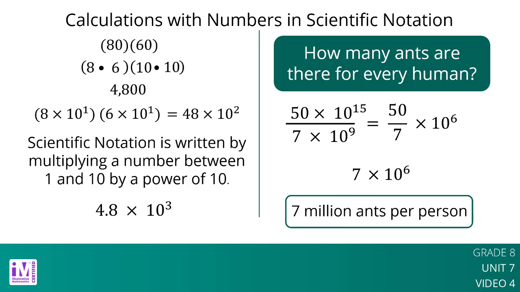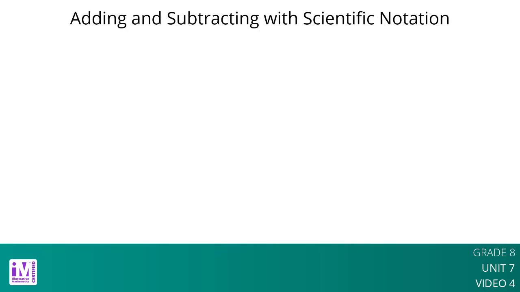Consider when we add decimal numbers, we need to pay close attention to place value. For example, when we calculate 13.25 plus 6.7, we need to make sure to add hundredths to hundredths, tenths to tenths, ones to ones, and tens to tens. The result is 19.95. We need to take the same care when we add or subtract numbers in scientific notation.